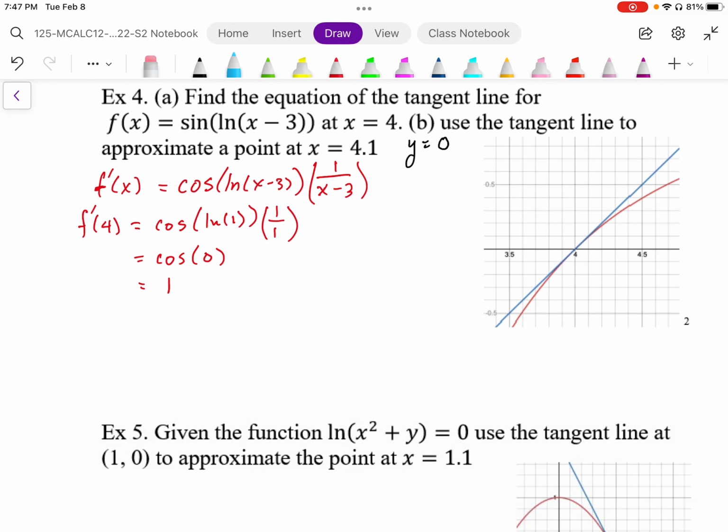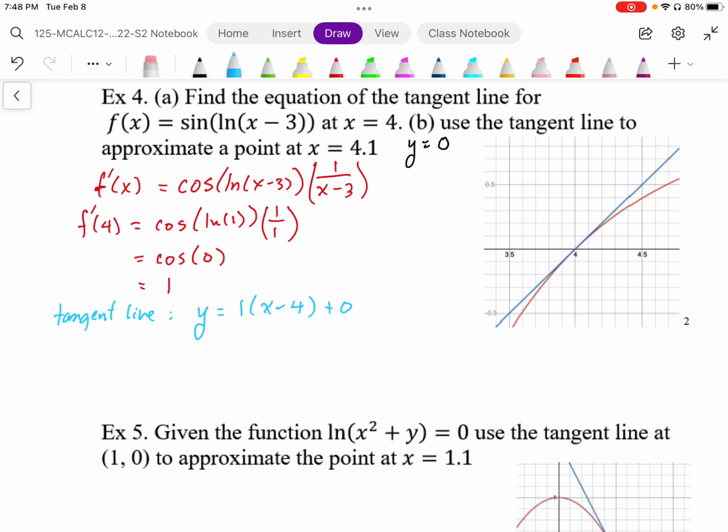And we need the equation of the tangent line. To find the equation of the tangent line using point-slope form, I need the point and a slope. So I have the slope, I have the x-coordinate, 4, and I have the y-coordinate, 0. So that's my equation of my tangent line. So that's part A.